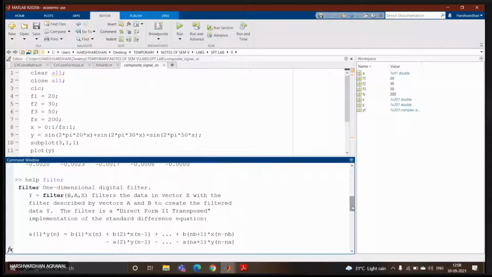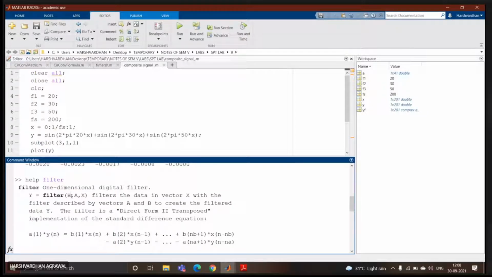What is it saying? It's saying that we need to mention the vector and then the A, B. Then what is it saying? Filter coefficients, sir. Filter coefficients B and A. So B is the numerator coefficients in the IIR structure.